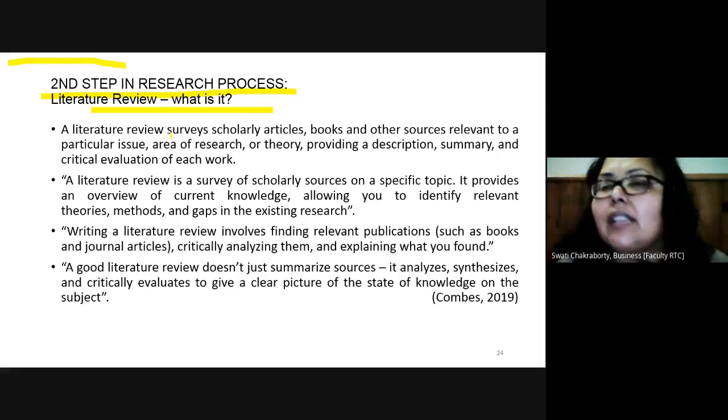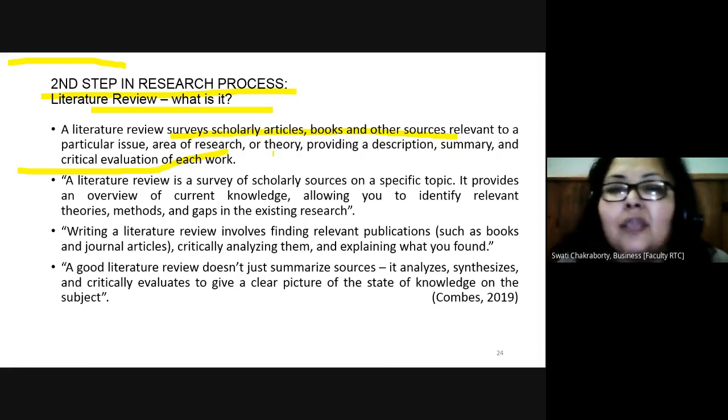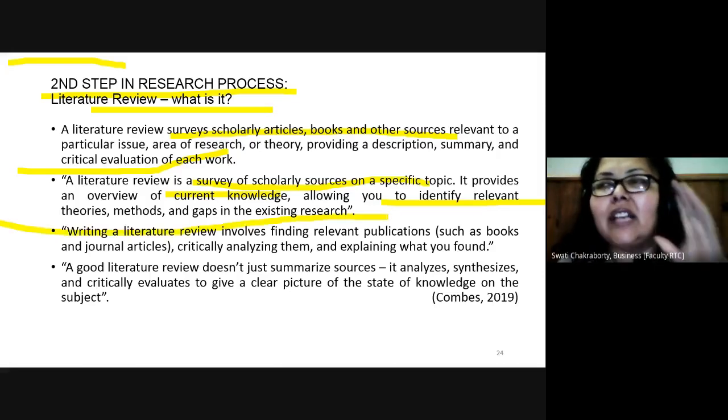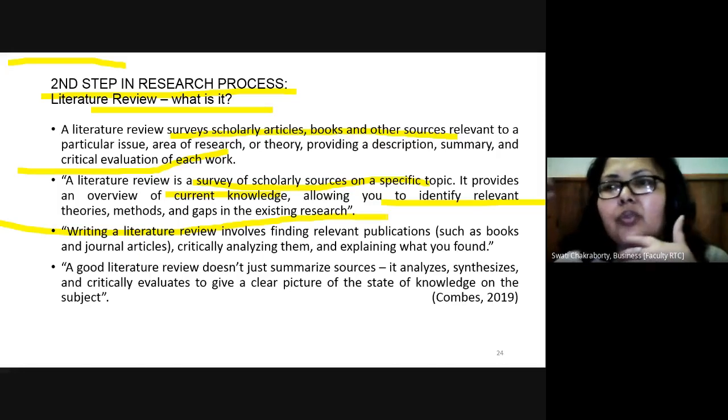Literature review surveys all scholarly articles, books, and other sources which are relevant to a particular area, your area of issue, area of research, theory, and provides a description, summary, and critical evaluation of each work. So it's a survey of all the scholarly resources on a specific topic that you are actually interested in. So it provides an overview of the current knowledge, which allows you to identify the relevant theories, the methods, and gaps in the existing research. What is the gap? What was the limitation there?